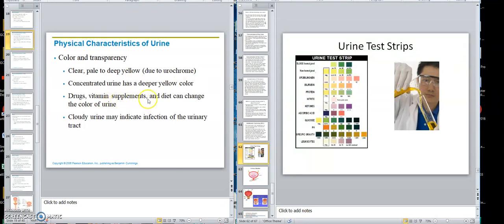Drugs, vitamins, and supplements and diet can change the color of urine, depending on how they're metabolized and eliminated. It can be in the urine and cause the urine, like eating beets sometimes can cause the urine to get more reddish. Okay? Cloudy urine may indicate infection of the urinary tract.